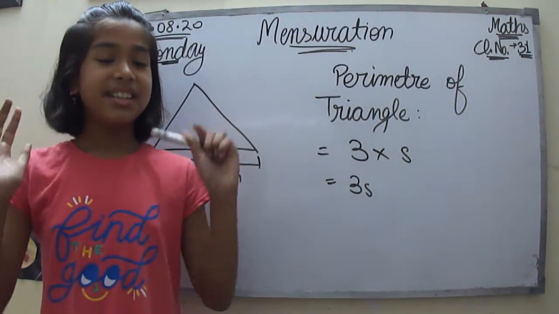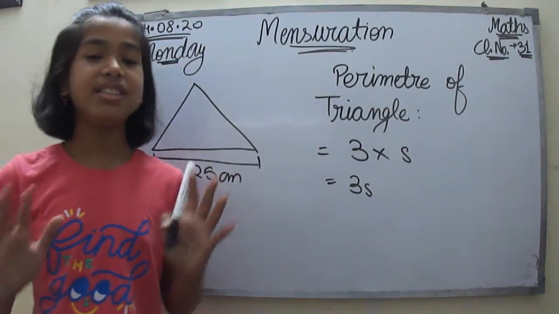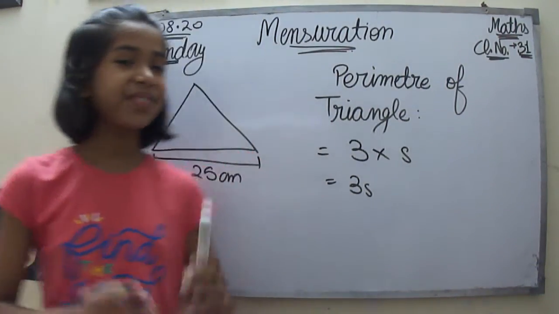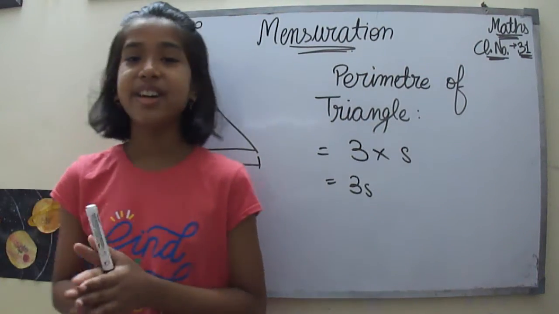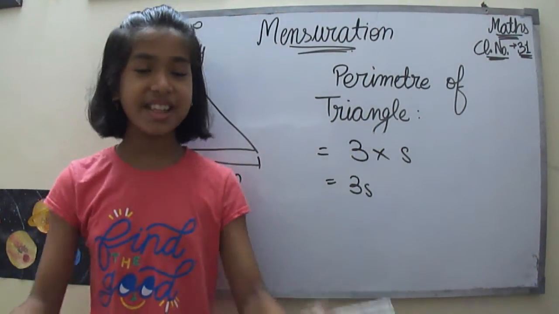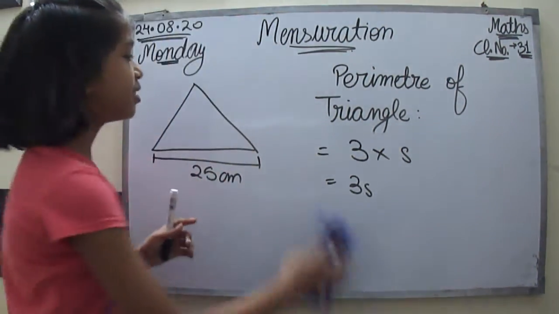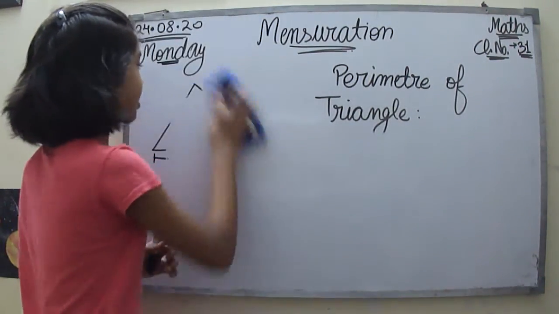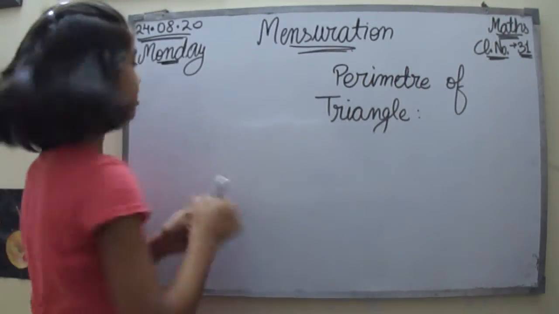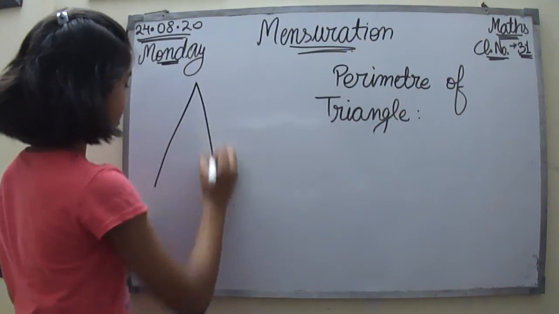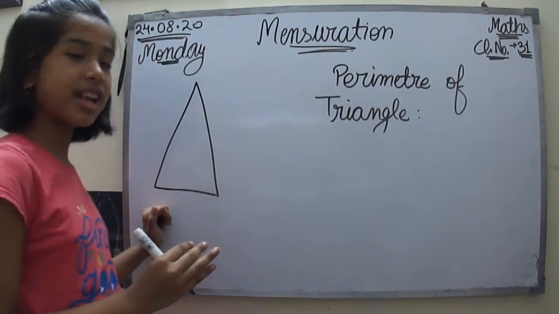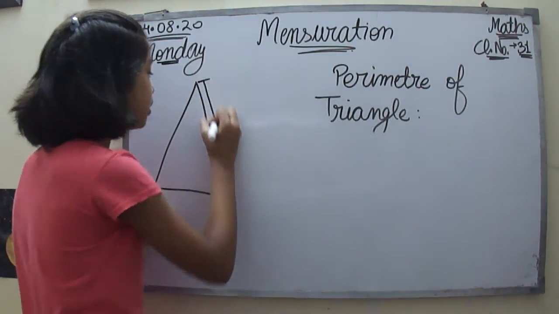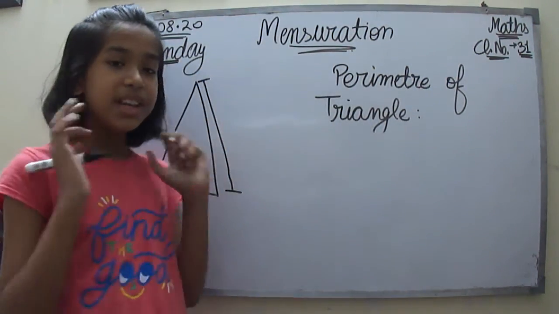So I think that this all is clear to you. Now let's move on to our another type of triangle. What is it? It is an isosceles triangle. Here this is an isosceles triangle in which two sides are equal.